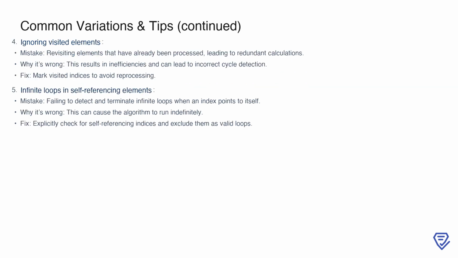Another issue arises when revisiting elements that have already been processed. This causes redundant calculations and can lead to inefficiencies in your algorithm. The solution is to mark indices as visited once processed, so you don't revisit them. Additionally, be mindful of infinite loops caused by self-referencing indices, where an element points directly back to itself. These cases can cause the algorithm to run indefinitely if not handled properly. The fix is straightforward: explicitly check for self-referencing indices and ensure they are excluded from valid loops. These two practices will not only make your solution more efficient but also help you avoid logical errors during implementation.